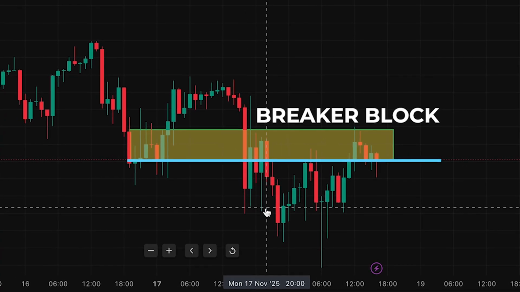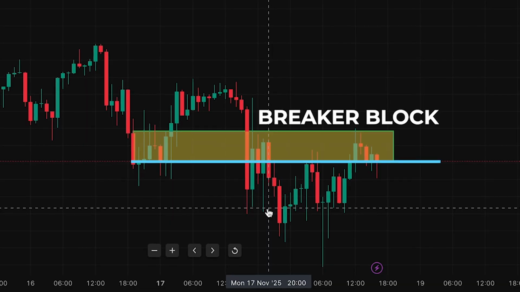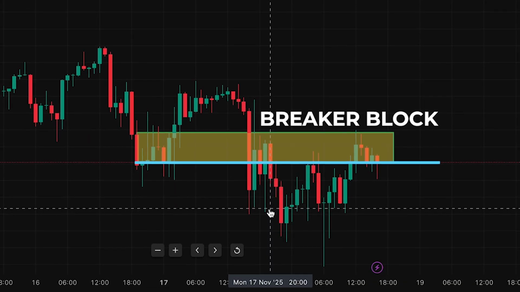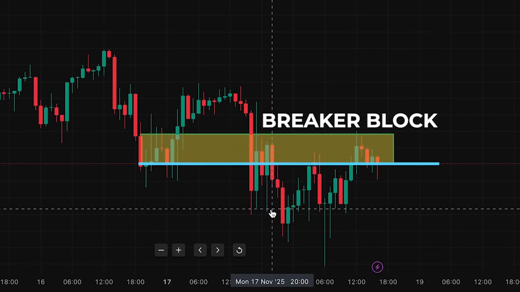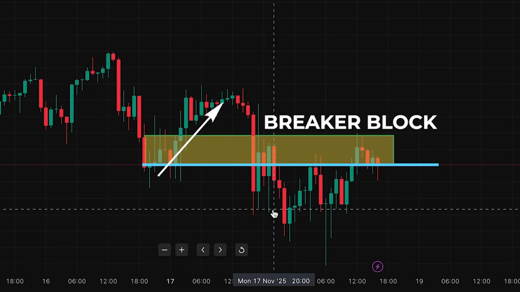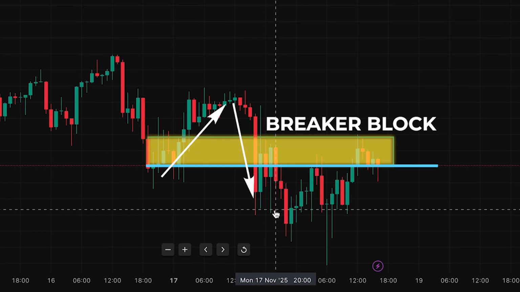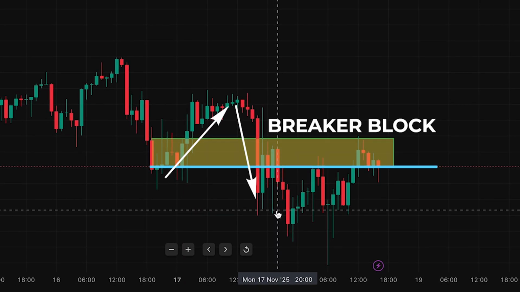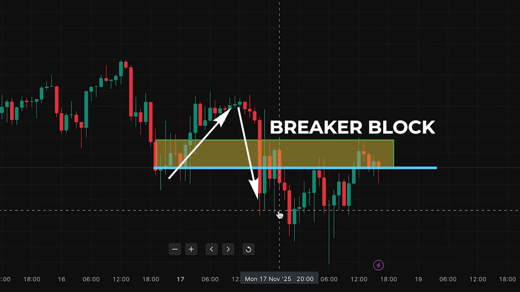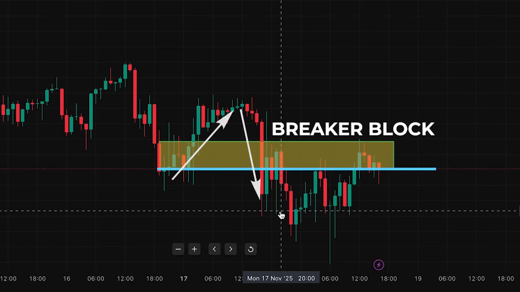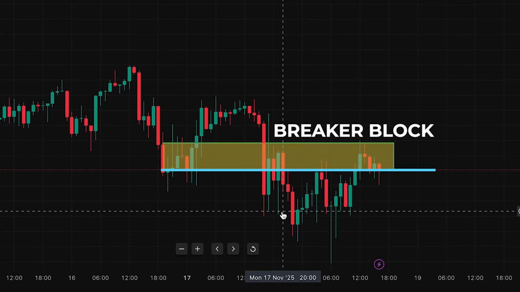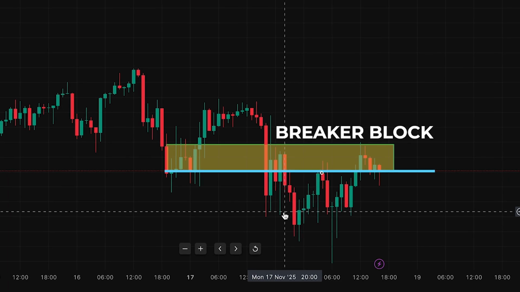For example, the chart had a bullish order block, price moved away from it, but then broke down through it. What does that mean? The market changed direction, the trend became bearish. Now that same block works the opposite way. Instead of support, resistance. And when price returns to it from above, you can look for a short entry. This is one of the most reliable trend reversal signals because it shows smart money switch sides.